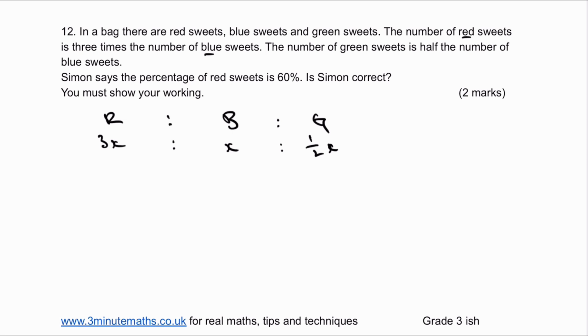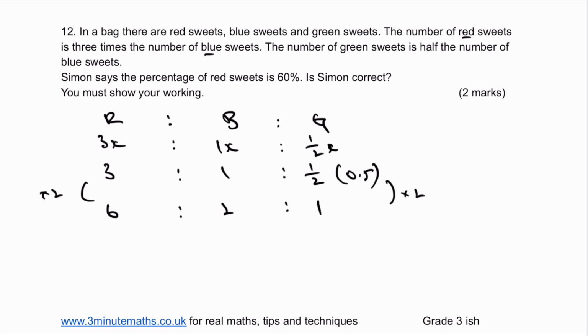So therefore I can write my ratio as 3 to 1 to a half, or I could write that, if I prefer, as 0.5. It really doesn't matter. If you prefer decimals, that's perfectly fine. Okay, now we need to look at whole sweets. It's just a little bit easier to look at whole sweets. So I'm going to multiply everything in it by 2. So I'm going to get 6 red, 2 blue, and 1 green. Okay, so that's my ratio.